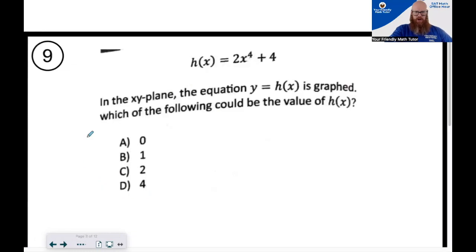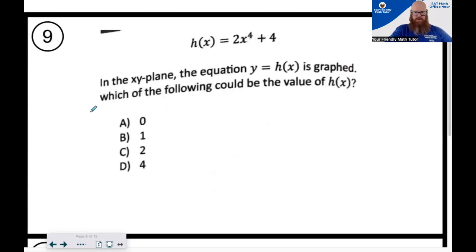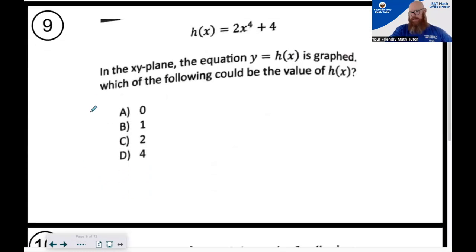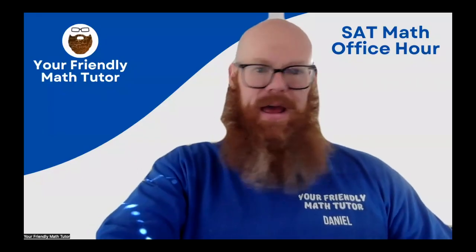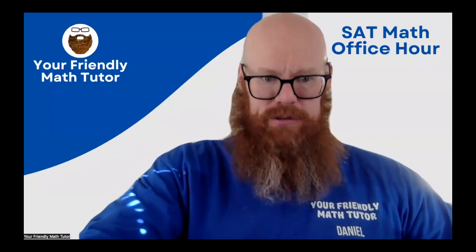Okay, number 9. Which of the following could be the value of h of x? Well, remember, h of x is the y value. So it's basically saying which one of these could be the value of y, which again might seem a little complicated. So let's just go to Desmos and see what the graph looks like. And that then might help us.